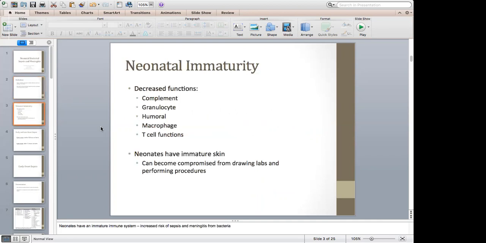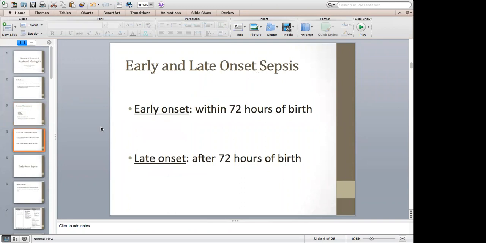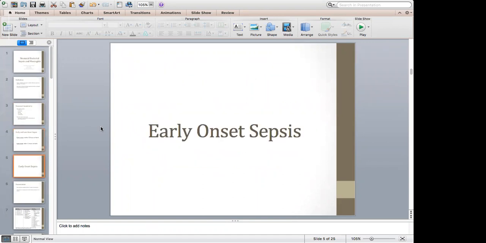So neonates have an immature immune system, and this increases the risk of sepsis and meningitis from bacteria and different infections. They have decreased function of complement cells, granulocytes, humoral cells, macrophages, and T cells. They also have immature skin, and this can be compromised from drawing labs and performing different procedures. Early onset sepsis is within 72 hours of birth, and late onset sepsis is after 72 hours of birth.